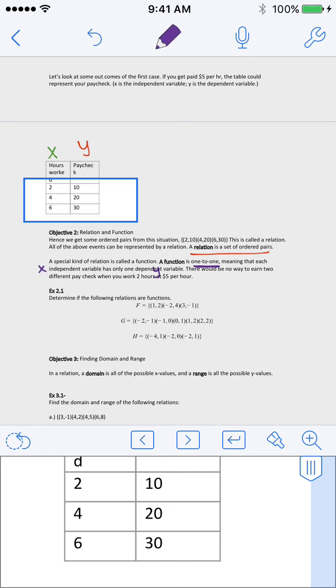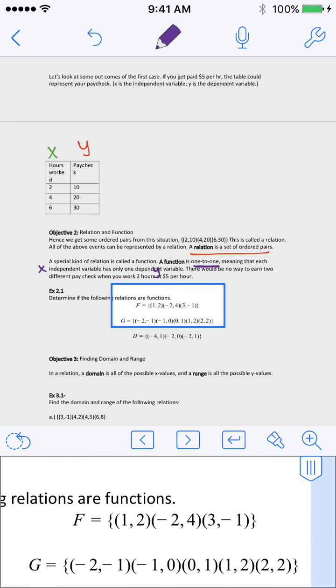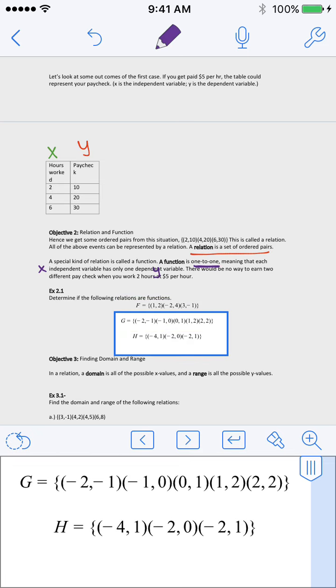Since I have a choice there for that 2 hours, that is not a function. All right, so let's take a look at some more ordered pairs. So these are definitely relations, right? These are all ordered pairs, F, G, H here. And we're going to decide if they're actually functions.